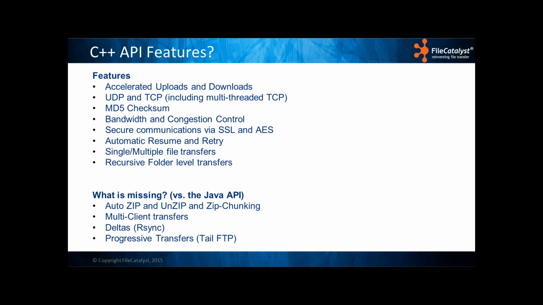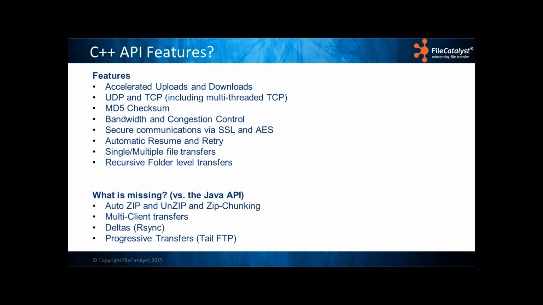So what's missing in our C++ API? We don't provide currently the auto zip and unzip features, as well as we don't provide zip chunking. So imagine you have a problem of 1,000 little files, images, or XML files, you want to send them, you can zip them up in one big chunk and send them over the network. This will speed things up quite a bit, because instead of waiting to open a socket to transfer one file, you're just sending all these files zipped up. When the files are really small, sometimes it takes longer to open up a socket to send than the actual file transfer part.